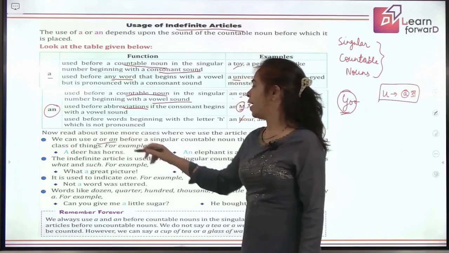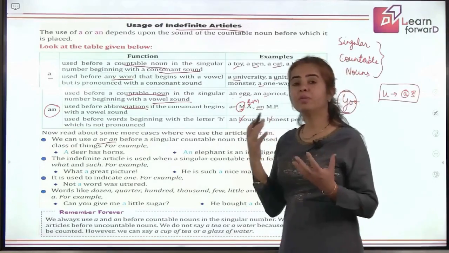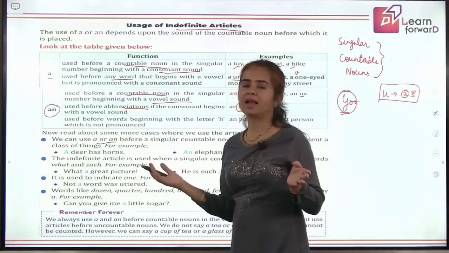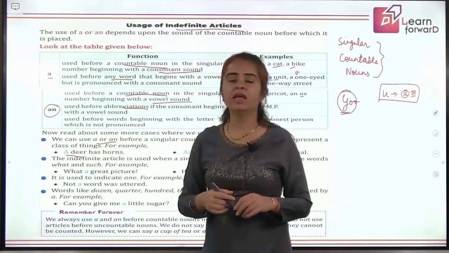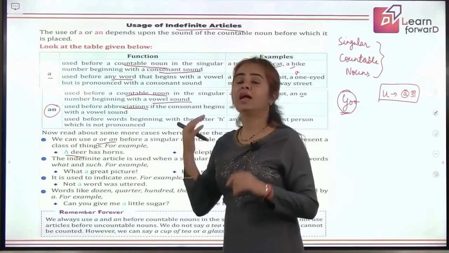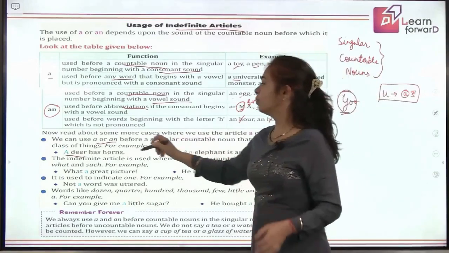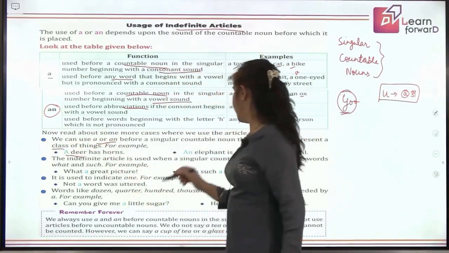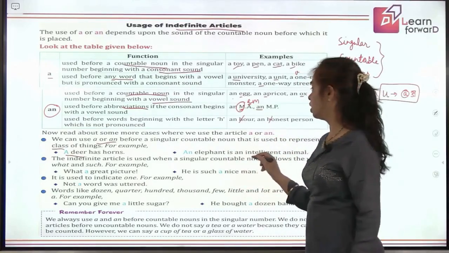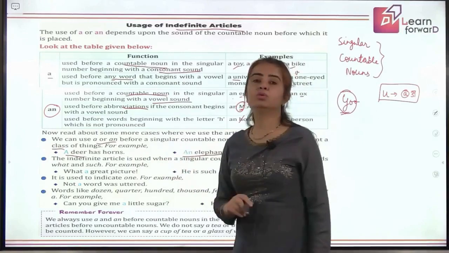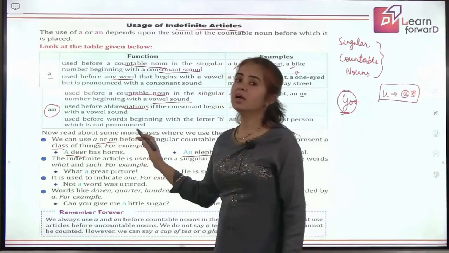We can use "a" and "an" before a singular countable noun that is used to represent a class of things. So when I'm talking about one, but I am talking about that class as a whole, in general. So I say a deer has horns, because all deer have horns. If I say a dog is a faithful animal, that means I'm talking about dogs as a whole community. So I'm talking about them as a class. Then, an elephant is an intelligent animal. That means I'm talking of all the animals when I'm talking about the singular. So here we'll be using the indefinite article.